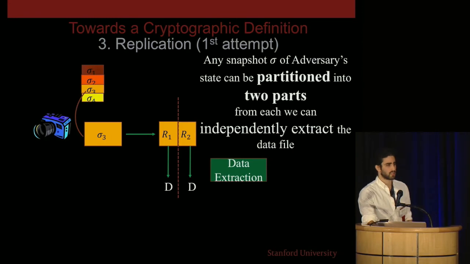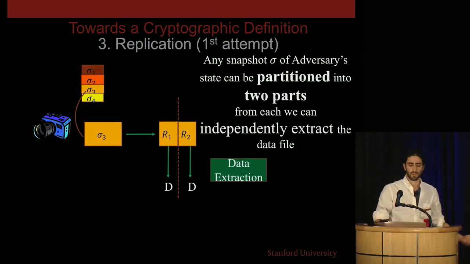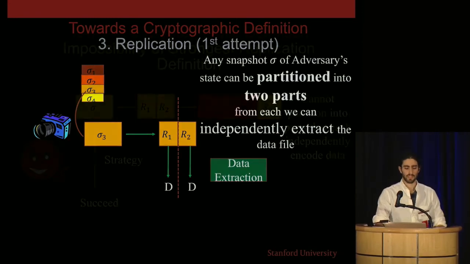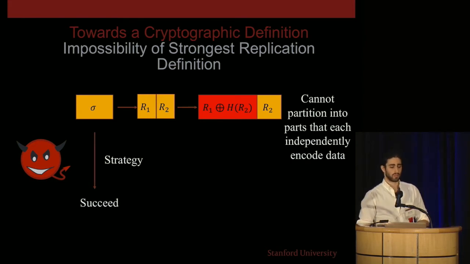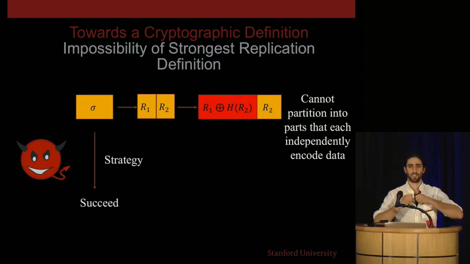The problem with this seemingly great intuition for a security property is that it's impossible to achieve. It would be easy for the adversary to just change its strategy slightly. Say that we take a good adversary, which is able to divide its storage into 2 parts, which each store a replica of the file.